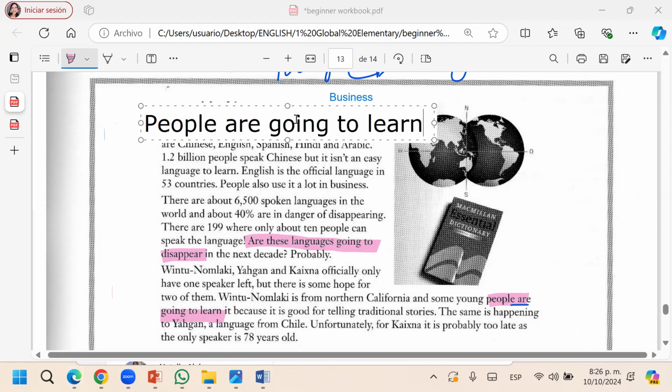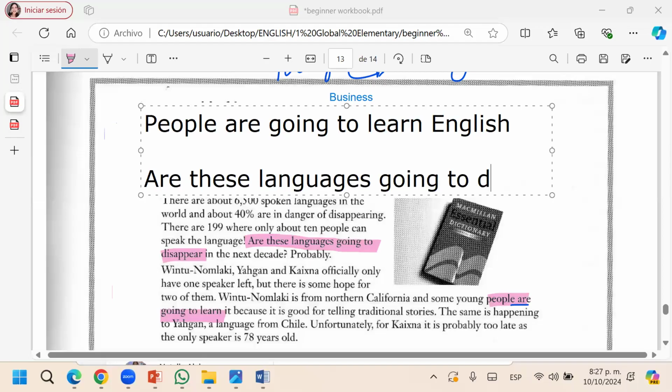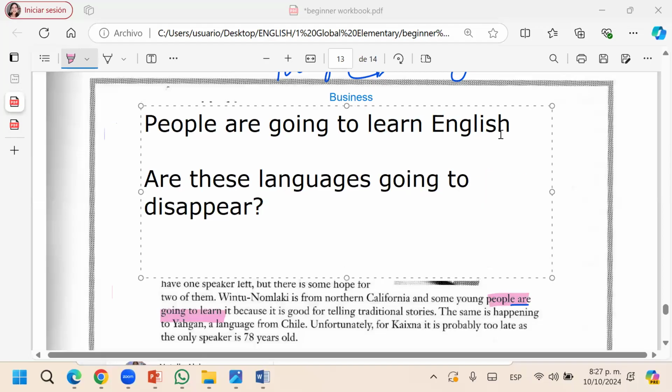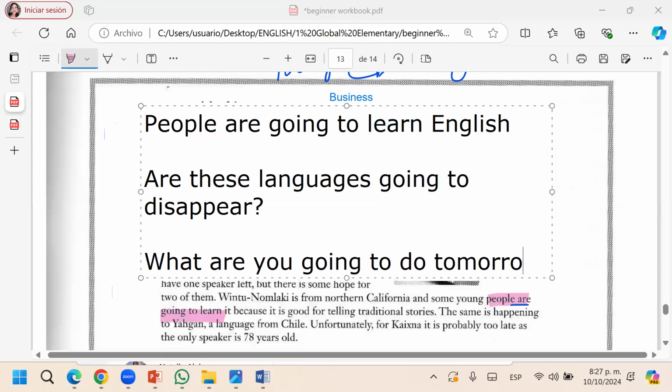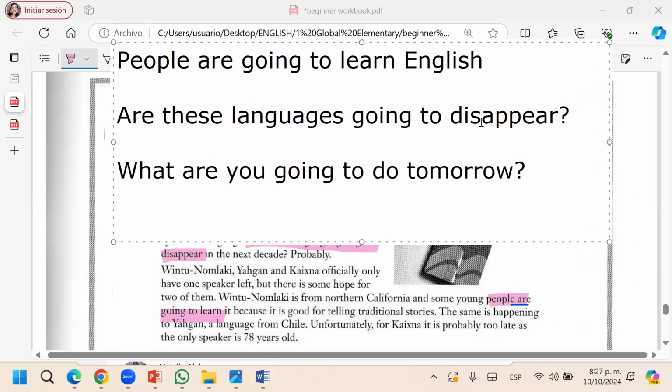Do you remember learn? Aprender. People are going to learn the language. For example, people are going to learn English. Spanish, Italian, Russian, French, any language. And the other one is a question. Are these languages going to disappear? Here is a question using the future. For example, what are you going to do tomorrow? Si yo pregunto, what are you going to do tomorrow? What can you say? What can I say?